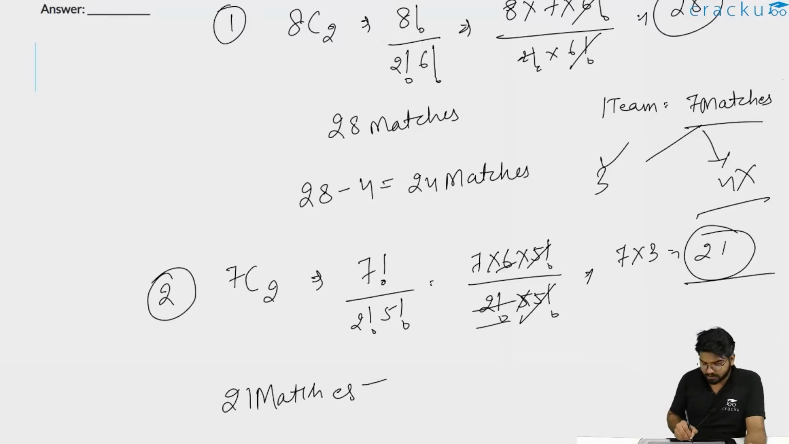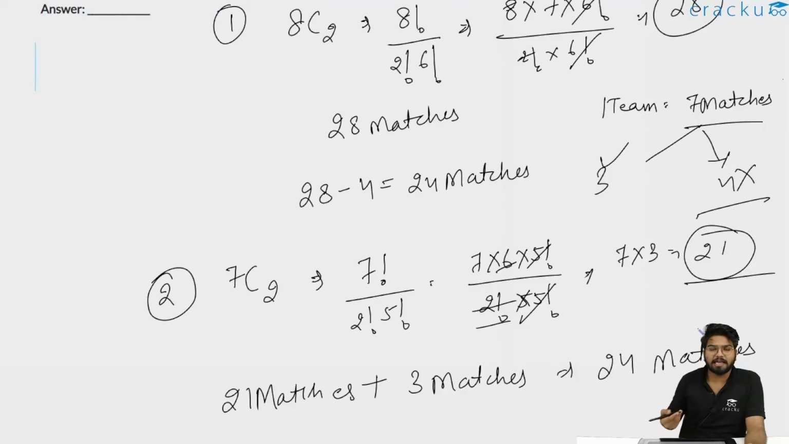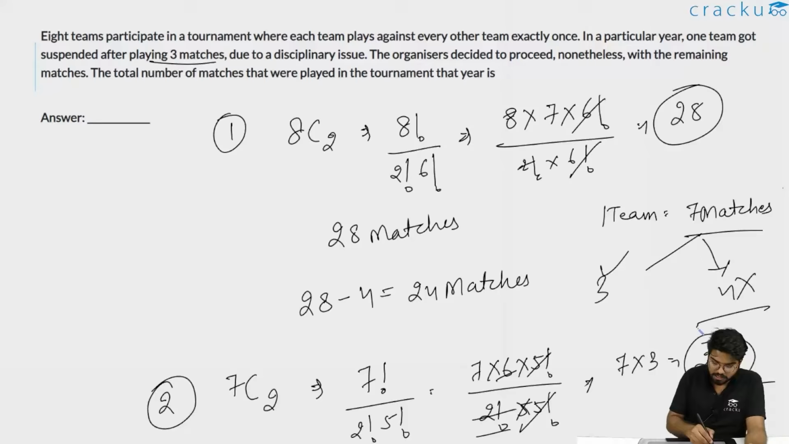plus there was one team who played only 3 matches, and the remaining 4 matches that team couldn't play. So there are plus 3 matches that team played. So in total there are 24 matches. You can solve the question in either way. Both of the approaches are correct. So the answer has to be 24.